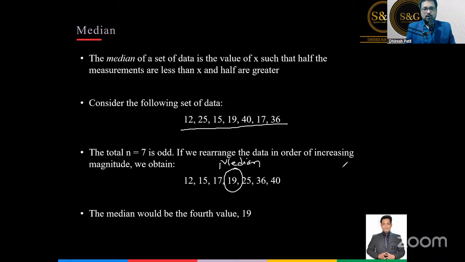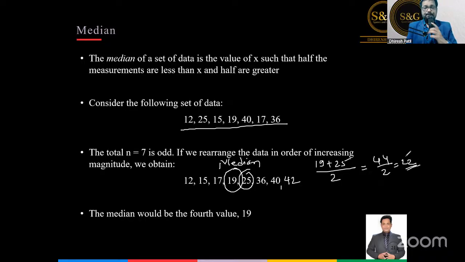Clear? Now, if I have 8 data points, let's say I have added 42 here, then I will have 2 data points at the center, which are 19 and 25. So I will take the average of 19 and 25, which is 44 divided by 2, so it will be 22. So 22 will become the median.